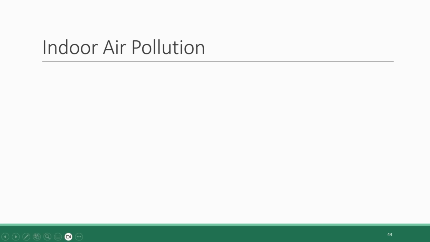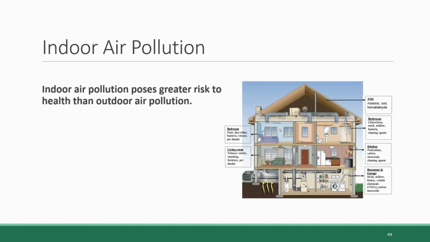In our previous section, we talked about outdoor air pollution and various major types and sources of that pollution. And in this section, we're going to be looking instead at indoor air pollution. It may surprise you to learn that indoor air pollution poses greater risks to people's health than outdoor air pollution does. And there are several reasons why this is the case.